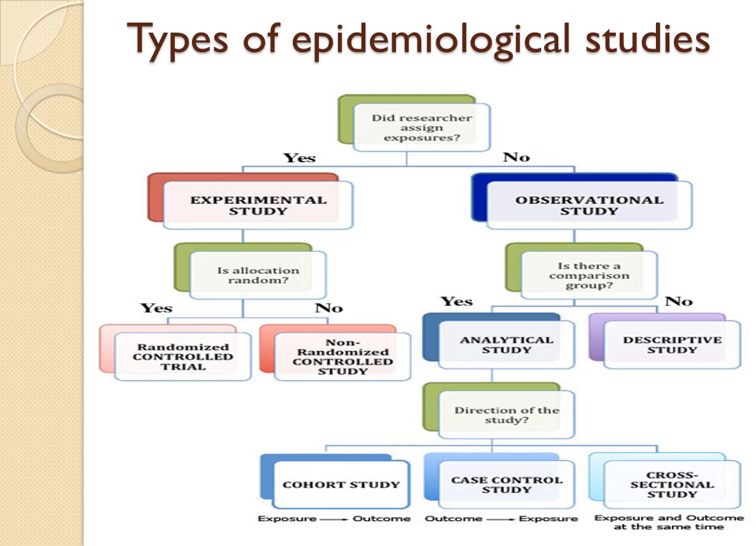So see the figure. First we have to decide whether we are going to assign any exposure or not. Exposure means whether you are giving any drug or whether you are providing any health education or not. So if you are assigning any exposure, or if you are directly intervening in the study group, then it is an experimental study or interventional study. But if you are not assigning any exposure, or if you are not directly intervening in the study group, it is an observational study. That means you are just observing the study population.